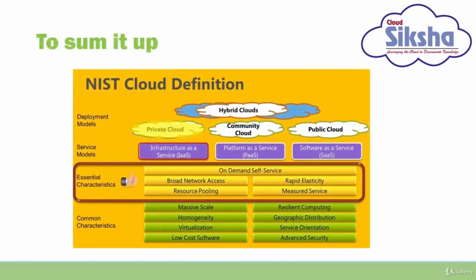And to sum all this up, this is how the overall cloud would look. This is the NIST definition of the cloud. Every cloud has some common characteristics. Basically, the cloud has to be massive in scale. It has to be homogeneous. It should be virtualized. It should be geographically distributed, and so on. On top of it are the essential characteristics we saw in a different video, where we spoke about on-demand self-service, broad network access, resource pooling, rapid elasticity, and measured service.